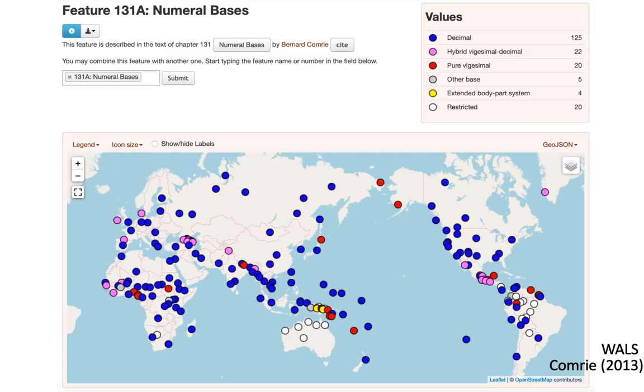Finally, some languages have restricted numeral systems, by which we mean more specifically a numeral system that cannot be used to count any higher than 20, but often even not higher than 4 or 5. These languages with restricted numeral systems are marked in white.